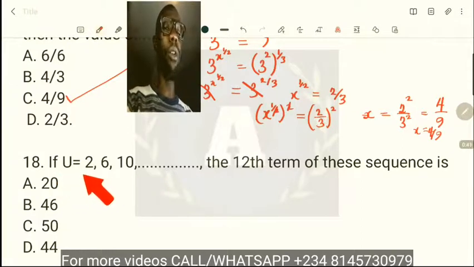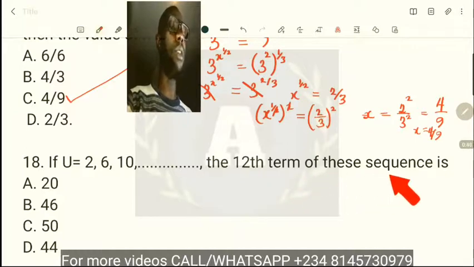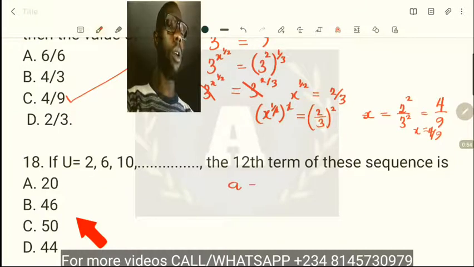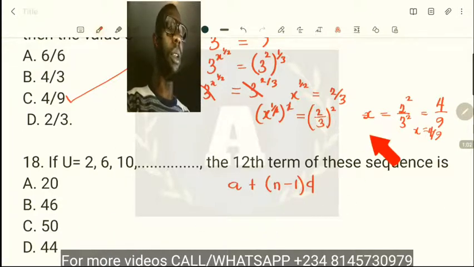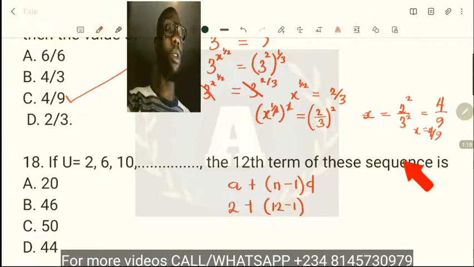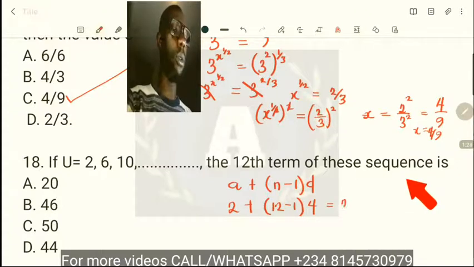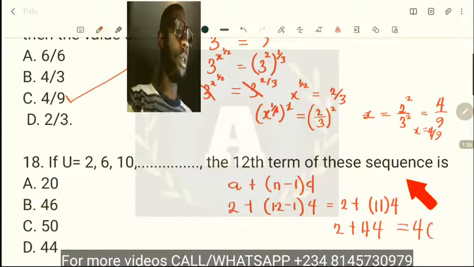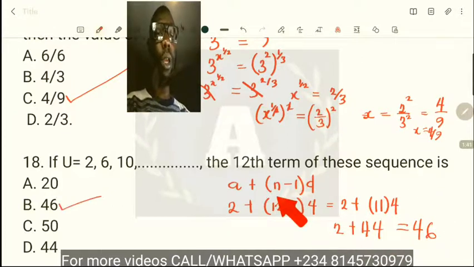Now, the question says if u is equal to 2, 6, 10, and so on, then the 12th term of this sequence is? Given the formula, the first term plus the number of terms minus 1 times the common difference. The first term here is 2 plus the nth term, which is 12 minus 1, times the difference, which is 4. The difference between 6 and 2, and 10 and 6, is 4. Then we apply BODMAS: we solve what is in the bracket first. That is 12 minus 1, which is 11, multiplied by 4, and that is 2 plus 44, which is 46. So the 12th term is 46. Alright, so we can select 46.